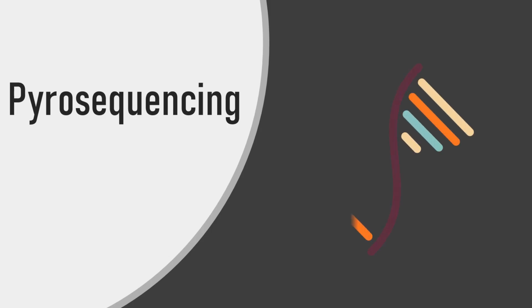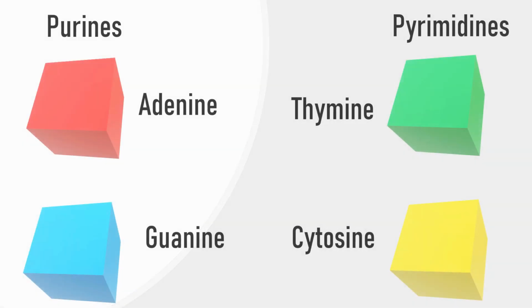In this video, we are going to understand the principle behind pyrosequencing for DNA molecules. As we know, DNA bases are made up of purines and pyrimidines. Adenine and guanine are the purines, whereas thymine and cytosine are the pyrimidines. The purines and pyrimidines pair with each other.